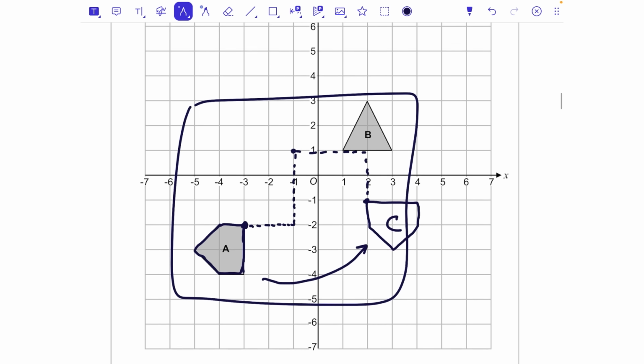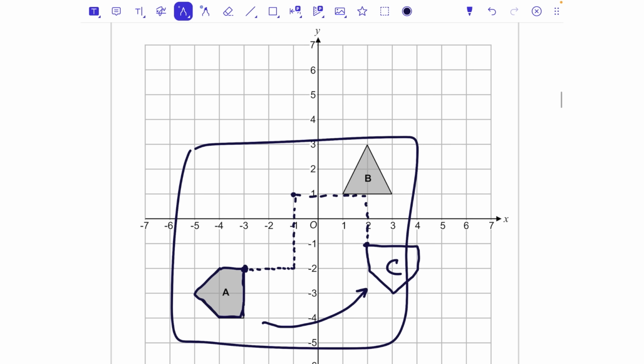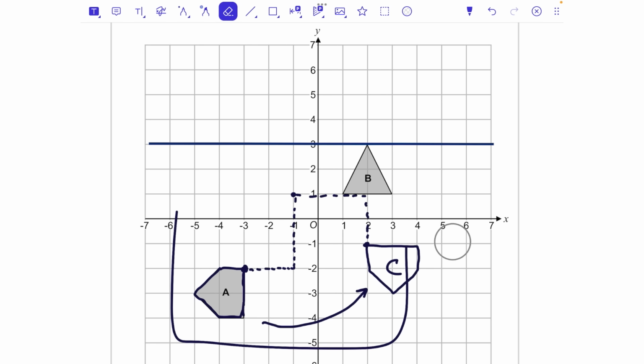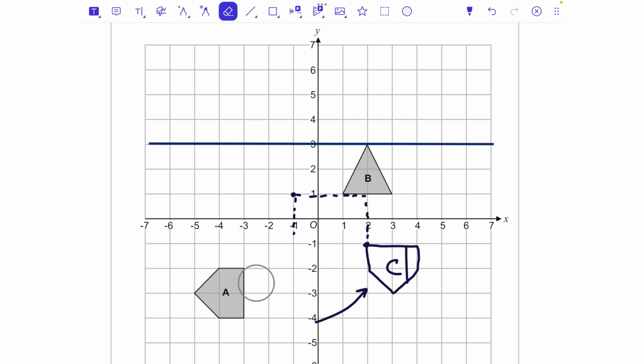And then for part B, reflect shape B in the line y equals 3. So y equals 3 goes through the y-axis at 3. So the line y equals 3 looks like this. Goes through 3 on y. And so we're going to reflect, let me get rid of this, we're going to reflect the shape in that mirror line. So let's do that here.